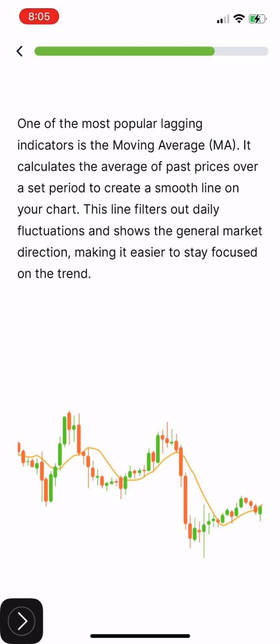One of the most popular lagging indicators is the moving average, MA. It calculates the average of past prices over a set period to create a smooth line on your chart. This line filters out daily fluctuations and shows the general market direction, making it easier to stay focused on the trend.